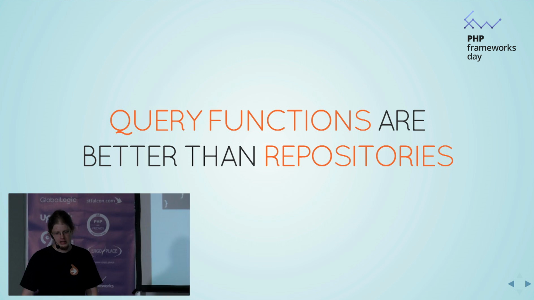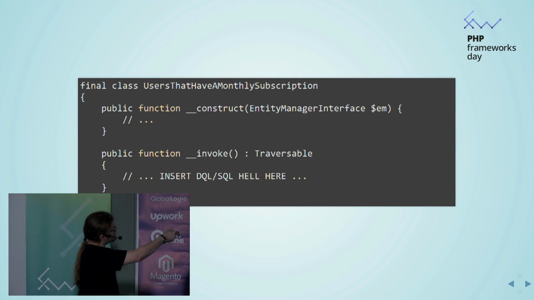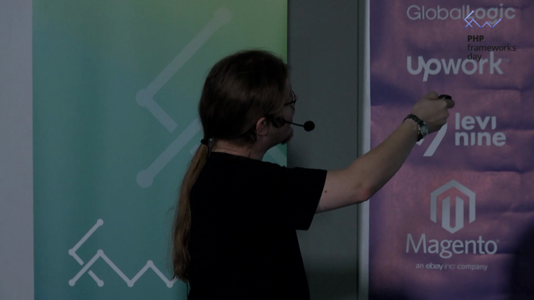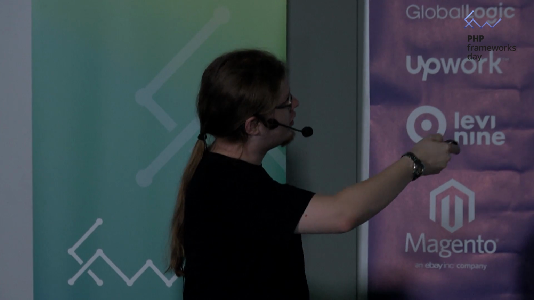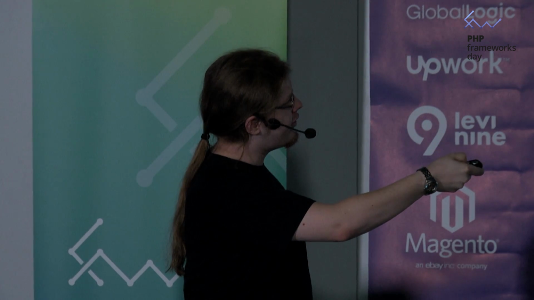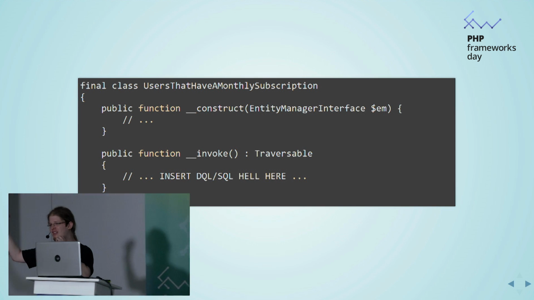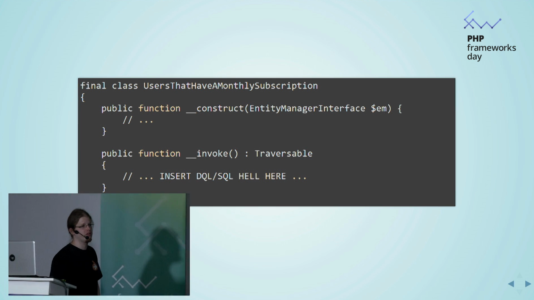Basically, what I do is, well, you see that we have these find users that have a monthly subscription, right? And what you do is you move it here. Users that have a monthly subscription. It works as a function, returns a traversable. Simple, right? So now you open a directory and you know exactly which functions are available inside your domain.